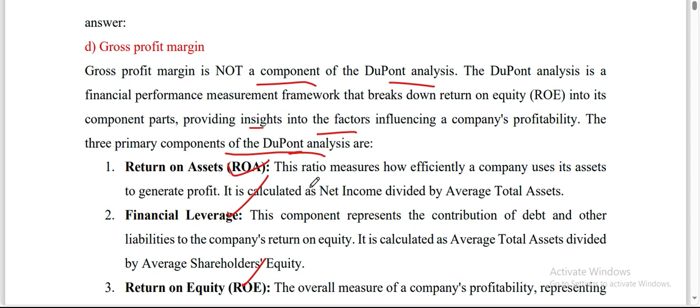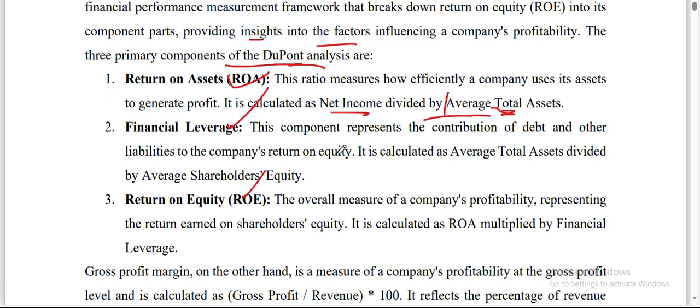As an example, return on assets is a ratio that measures how efficiently a company uses its assets to generate profit. It is calculated as net income divided by total assets. Number two, financial leverage. This component represents the contribution of debt and other liabilities to the company's return on equity. Three, return on equity.